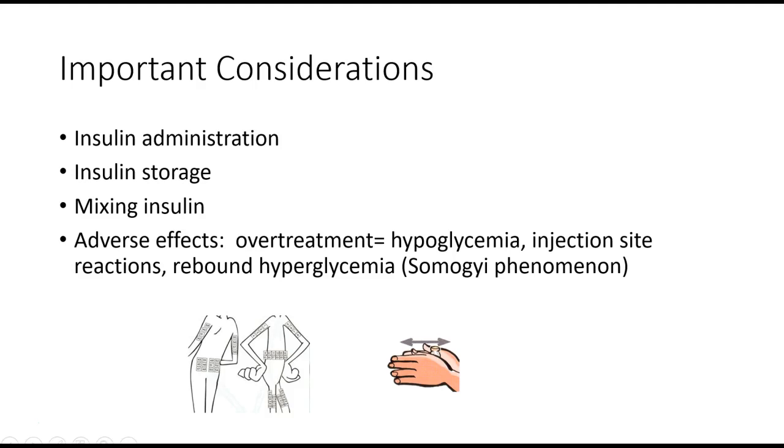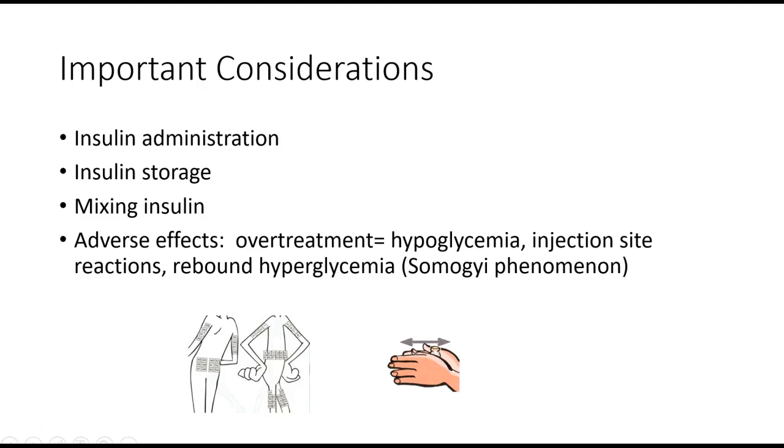So with insulin therapy, just a few reminders about considerations in administration and storage, mixing. It's best to rotate through injection sites when you're administering insulin. Those sites are the abdomen, the upper and outer arm, the buttocks, and the front or sides of the thighs. The best absorption location is the abdomen.